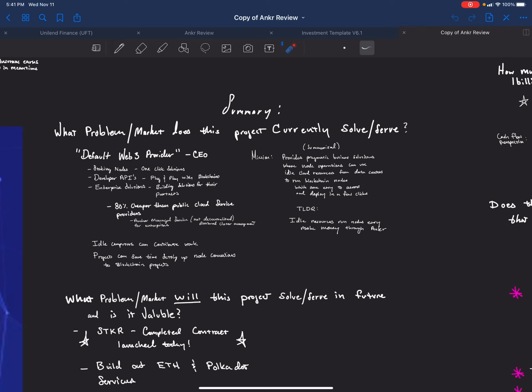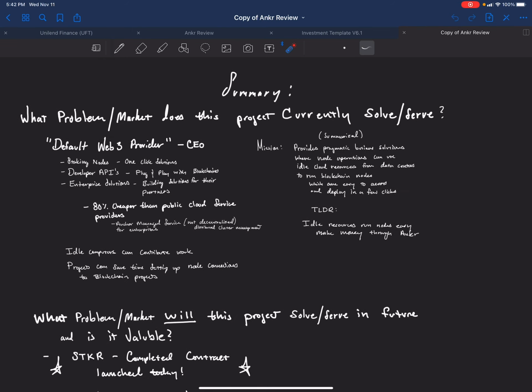So what does this project do? You're going to see this statement a lot because the CEO said it, and I really like that it's a simple upfront answer. He basically says what he sees as his vision of ANKR is a default Web3 provider.